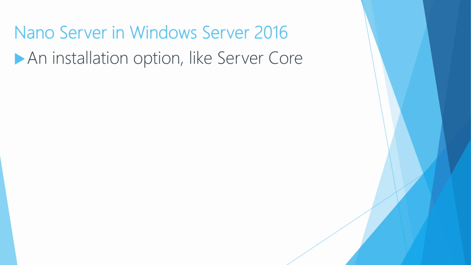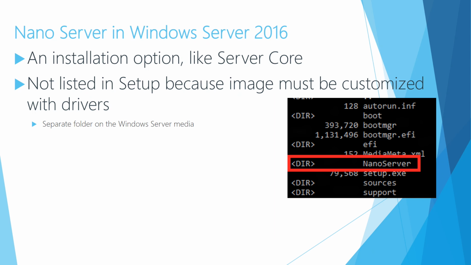So, is there an installation option like Server Core here for 2016? It's not the installation option. It is something that you pull off of media. It's not listed in setup because there are additional steps that are required. It wouldn't be really logical to step through the Windows setup process, and what you really need is to configure an image that you can reuse. So as you can see on the Windows Server TP4 ISO, there's a Nano Server folder.